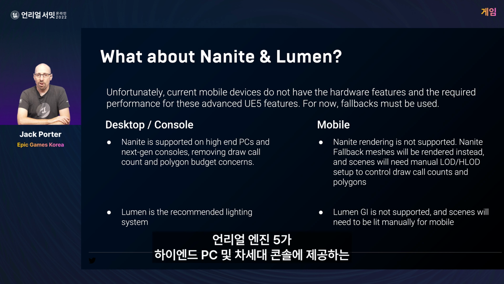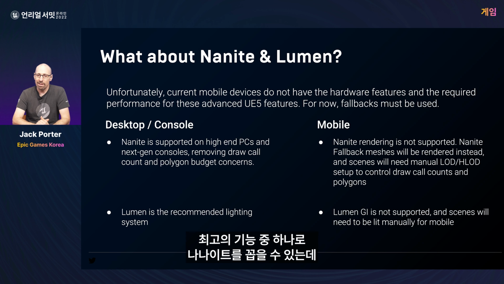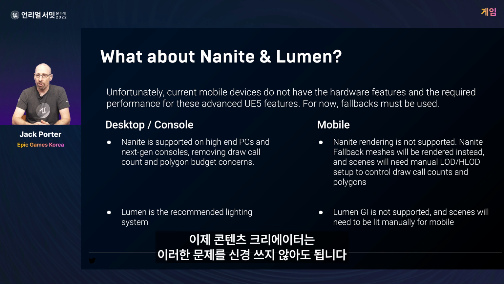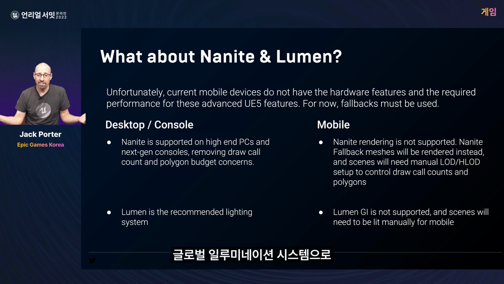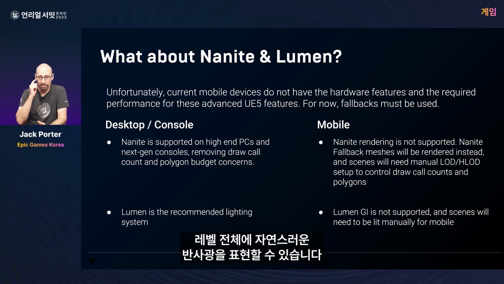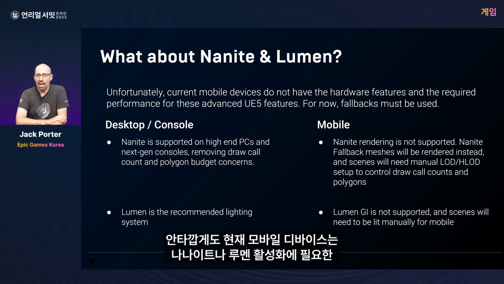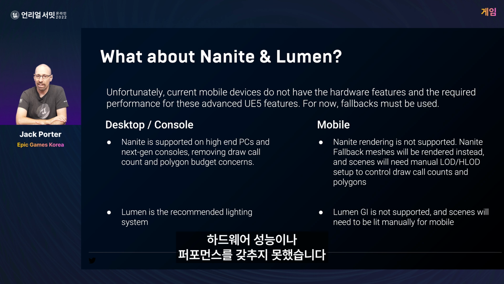Now, one of the great Unreal Engine 5 features for high-end PCs and for next-generation consoles is Nanite, and its ability to remove the draw call count and polygon budget concerns so that content creators no longer need to be worried about this at all. And similarly, Lumen allows you to light your level pretty naturally, just placing a sunlight and maybe a few lights here and there, and then having the global illumination system bounce and light your entire level quite naturally. Unfortunately, current mobile devices don't have the hardware features or the required performance to enable Nanite and Lumen.